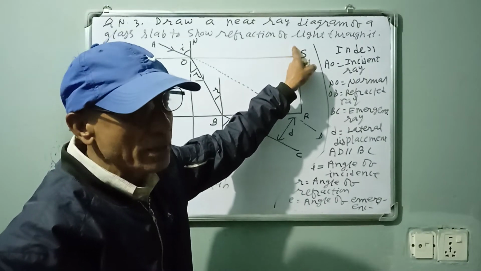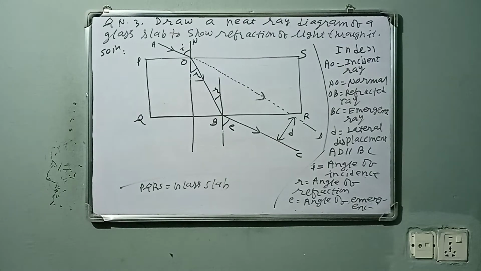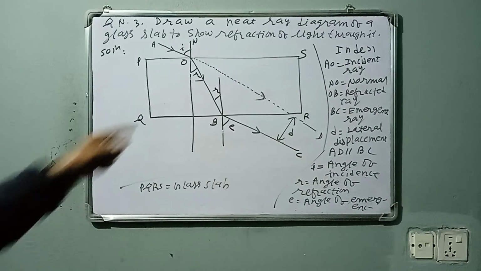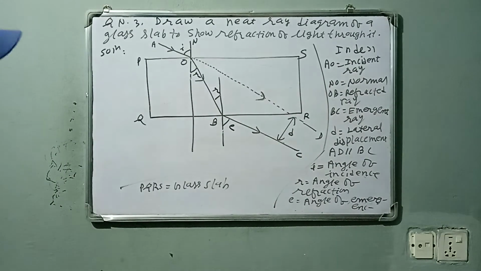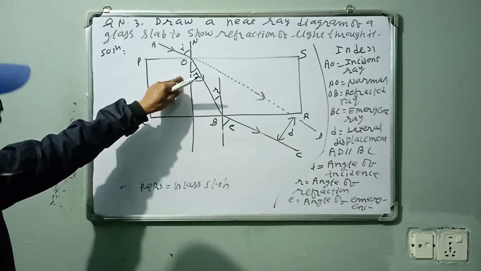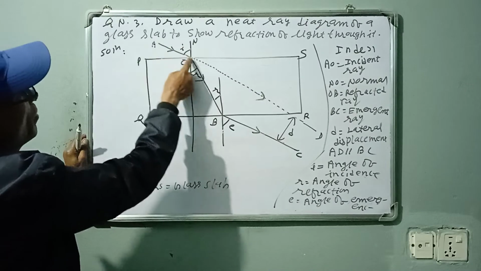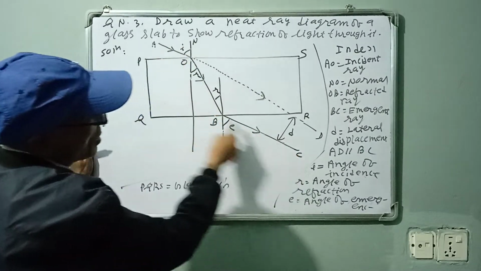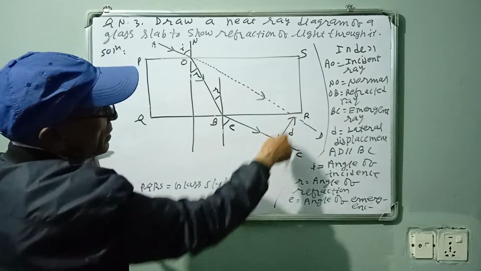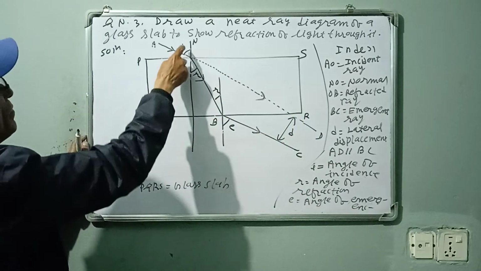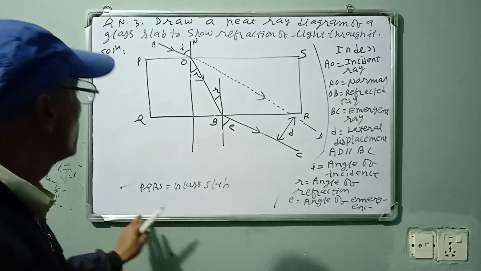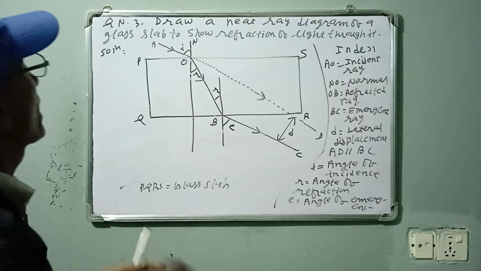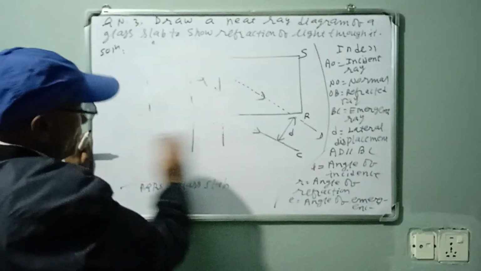PQRS is a glass slab, which is very important. It is a very important device which is used to show refraction of light. How light is refracted, how light bends, this is what it shows. Again: incident ray AO, OB refracted ray, BC emergent ray, AD parallel, D lateral displacement, I angle of incidence, R angle of refraction, E angle of emergence, PQRS glass slab. I will show how to draw it.